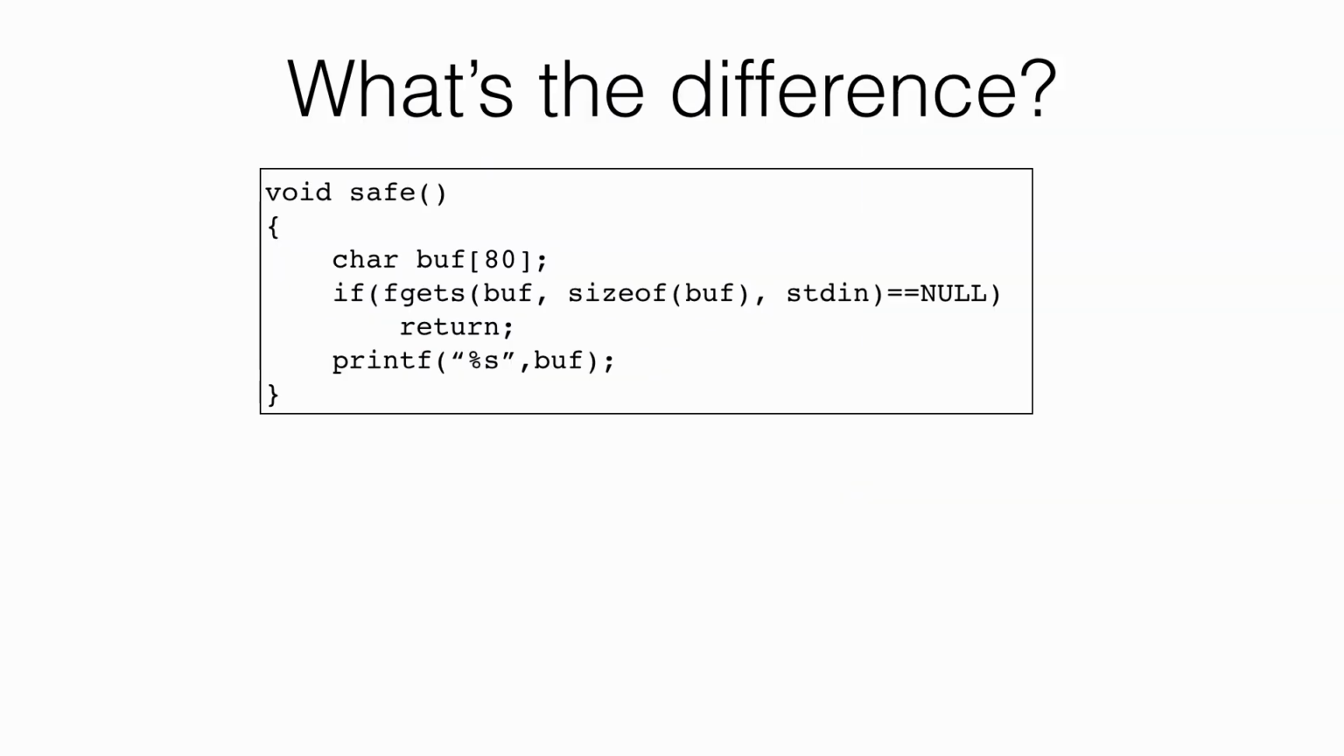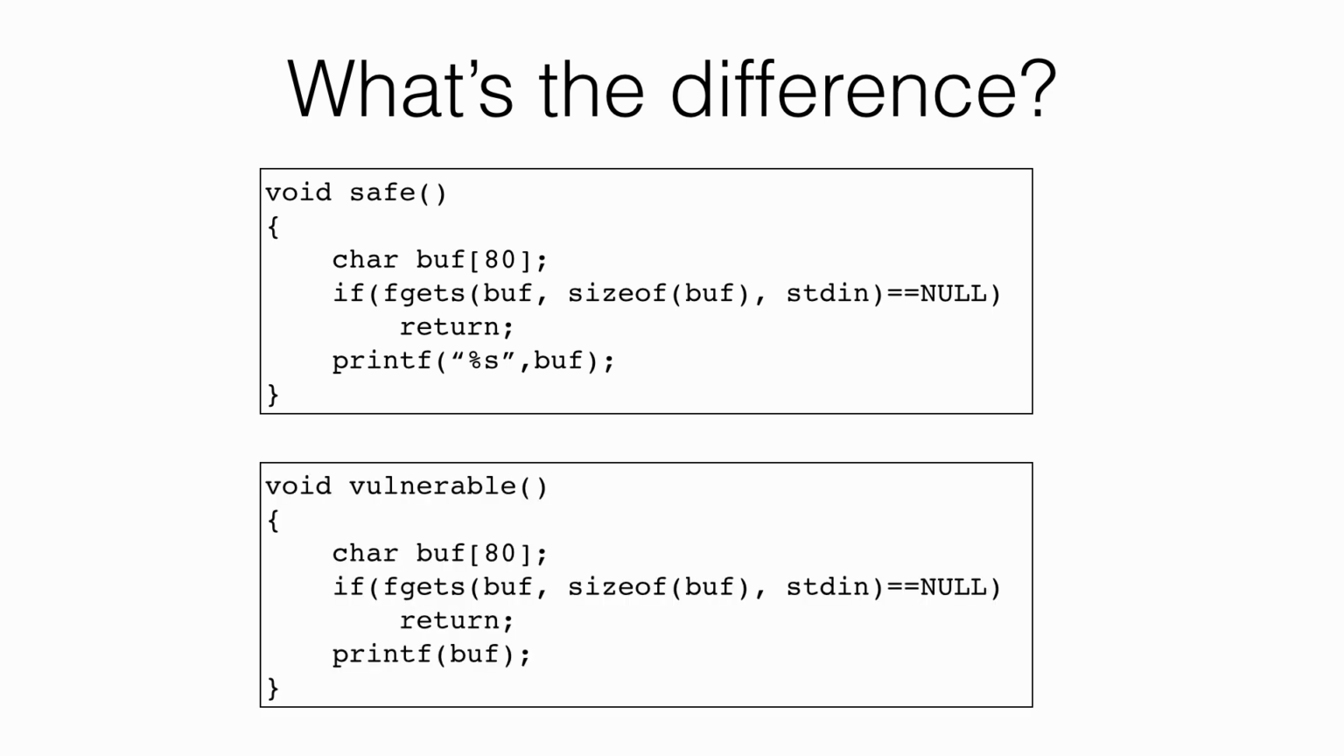Now, we might wonder, what's the difference between this function and this function? We can see that on the first two lines, the functions are identical. They allocate a character buffer on the stack, and they call fgets to read into it. The difference is on the third line. The first function uses %s as a format string prior to printing buff, whereas the second function forgoes using a format string altogether and just places buff there.